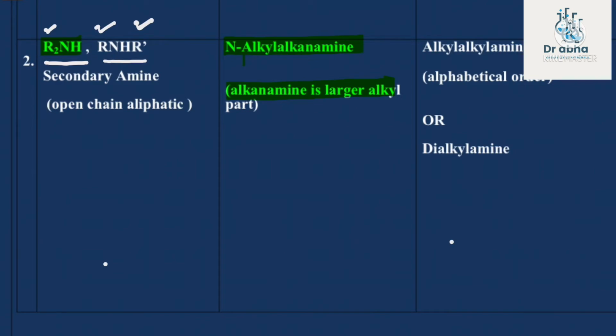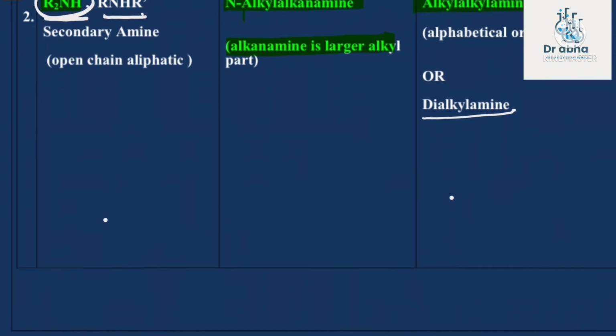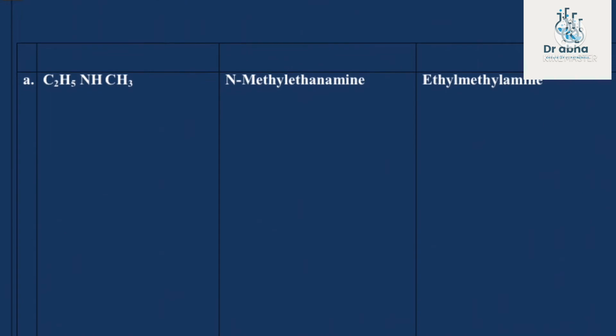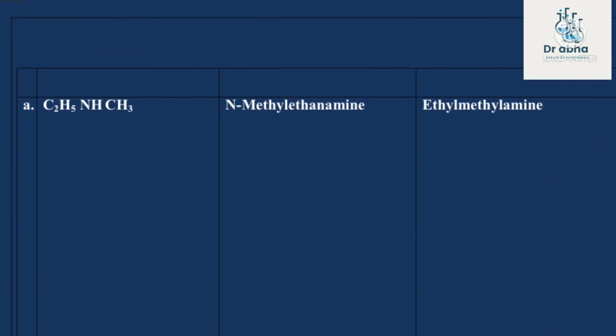For the common name, if both the alkyl groups are the same, then you will use dialkylamine as the common name. But if both the alkyl groups are different, you will use the name alkyl-alkylamine in alphabetical order. Let's move on to the first example. Look at the first example. One side I have C2H5 and the other one is CH3.